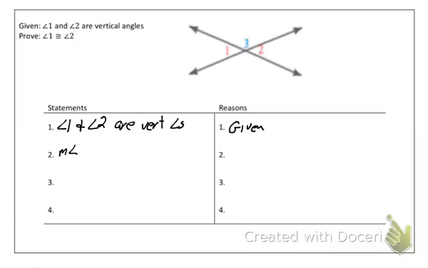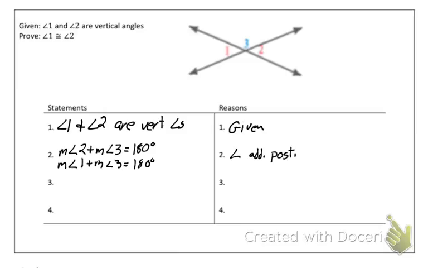Measure of angle 2 plus measure of angle 3. And if you don't think it's going to work, don't write it down. I'm just going to use the other side too. The measure of angle 1 plus measure of angle 3 equals 180 degrees. Cool, so I have them both equaling 180. I'm going to use the angle addition postulate. You could have used that it's a straight angle. That's what equals 180. Angle addition.